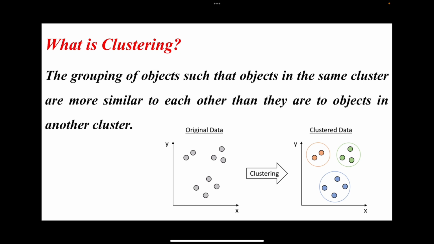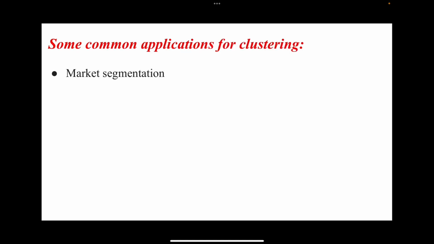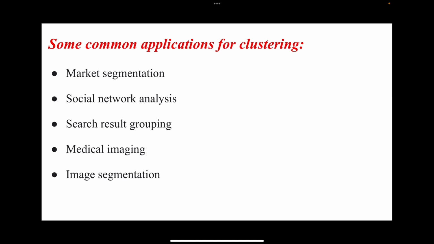What is clustering? The grouping of objects such that objects in the same cluster are more similar to each other than they are to objects in another cluster. So clustering is the process in which, for unclustered data, we need to assign the clusters. In this example we can see scattered data as an input, and after clustering we have three different clusters. Some common applications of clustering are market segmentation, social network analysis, search result grouping, medical imaging, image segmentation, and anomaly detection in the data.